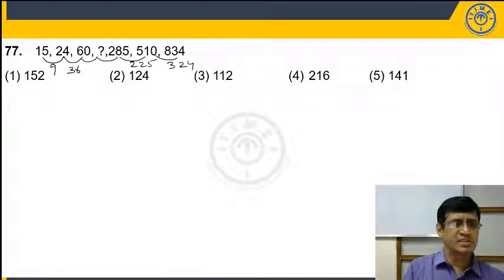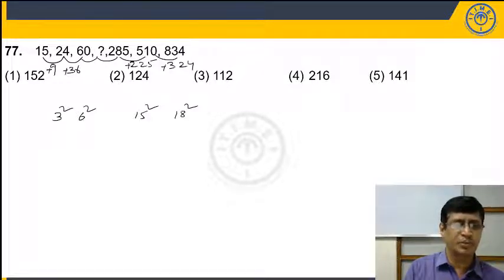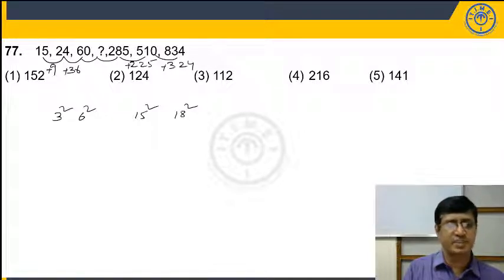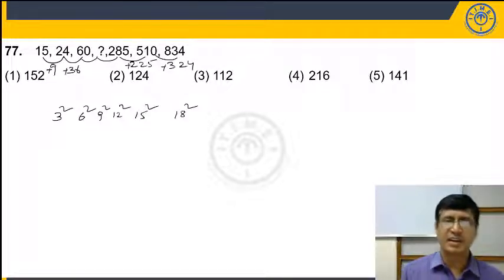So 9 means it is 3 square, 36 is 6 square, 225 is 15 square, and 324 is 18 square. So 3, 6, and what will be the next value? If you observe, 3 is increased by 3, it becomes 6, 6 plus 3 is 9 square, 9 plus 3 is 12 square, 12 plus 3 is 15 square, 15 plus 3 is 18 square.